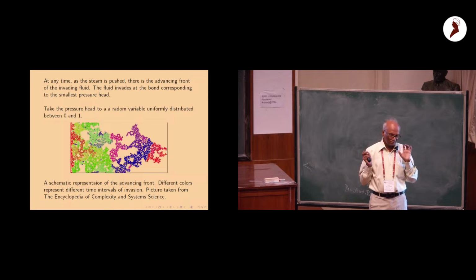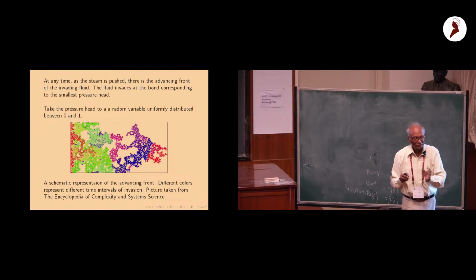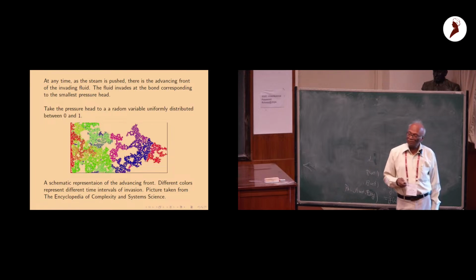Okay? The distribution is not very important. All that matters is that some things are bigger than others. And for our purpose, we'll just parameterize this is bigger than this by an interval which is 0 to 1. So all the bonds of the graph are given a random number between 0 and 1.